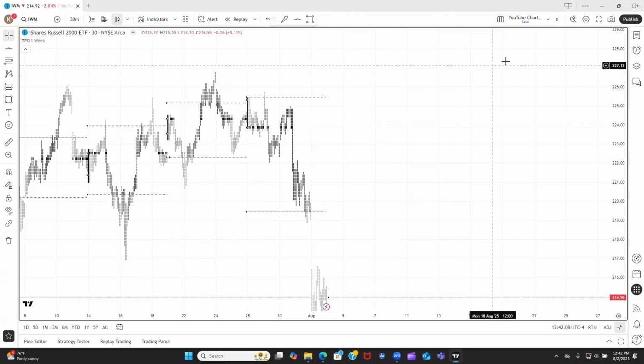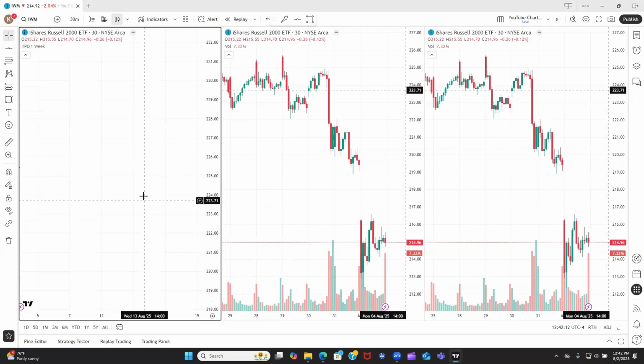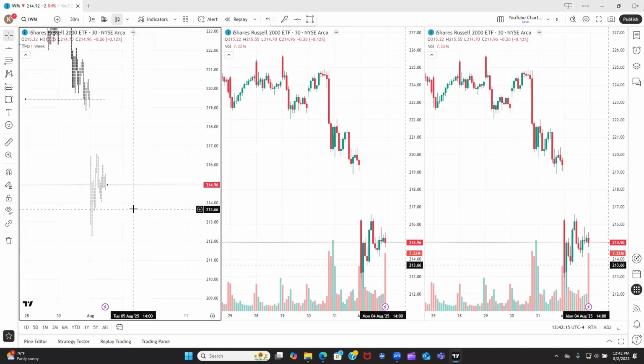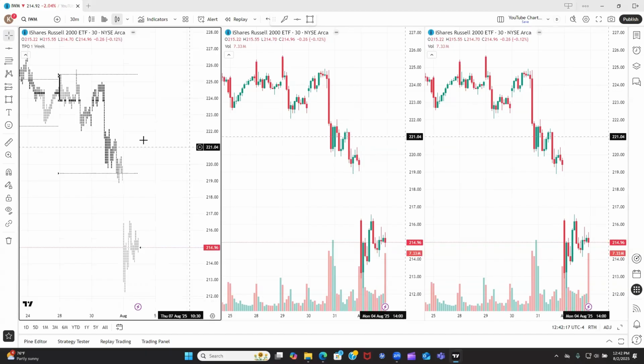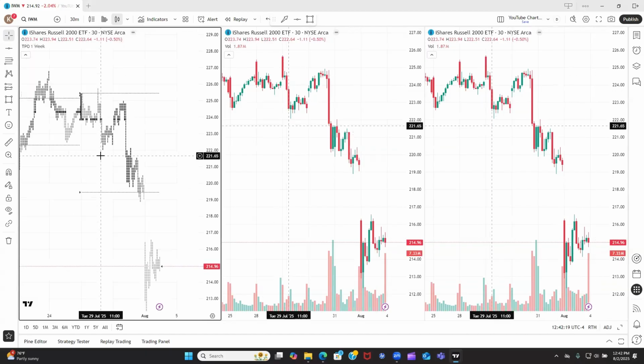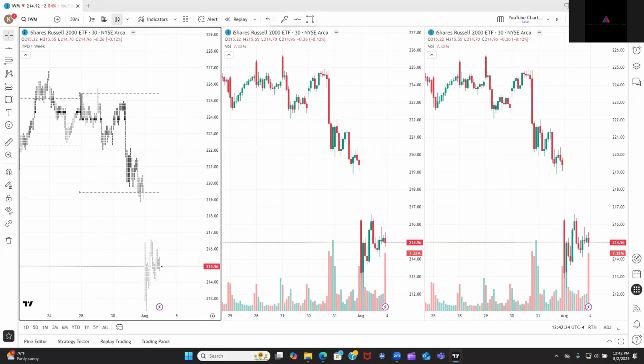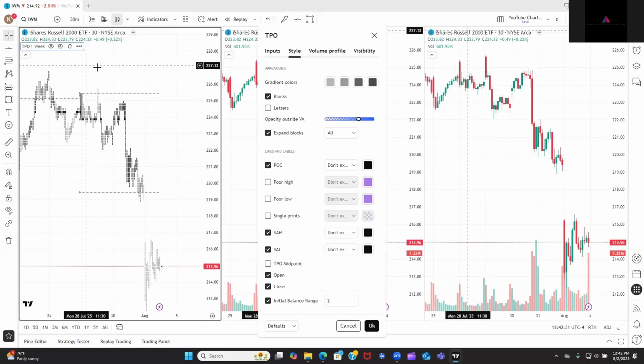All right. So let's go ahead and minimize the screen and bring it back. So now we have the weekly TPO expanded on the far left screen. There's a couple settings that I want to change as well. So let's go back up to the weekly TPO, go to the settings. Now, a couple of these settings are going to be preference based. Others are going to be, I need to have these on to see.